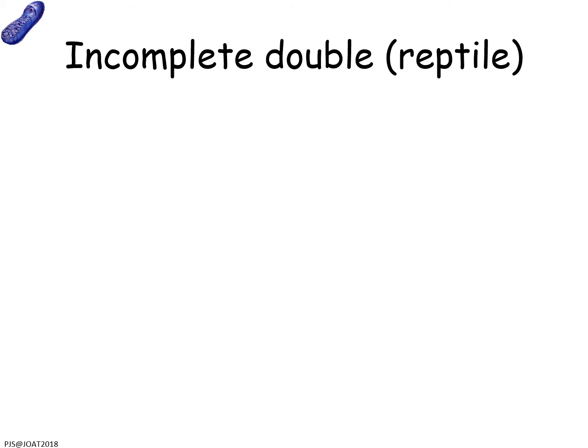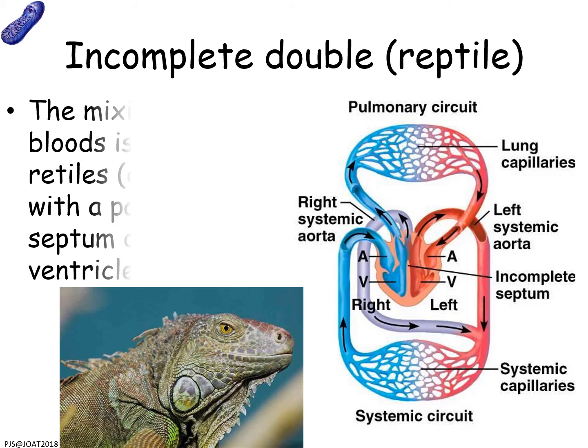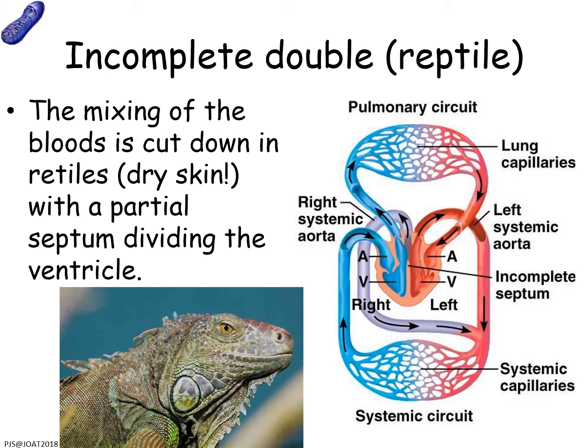We also have incomplete doubles in reptiles. So we have another problem here though, because reptiles don't have moist skin, they have dry skin. So if they have dry skin, they're not going to be able to do that little boost that you could get by diffusing extra oxygen from the air. So instead, what you need to do is to try and prevent a little bit of that mixing.